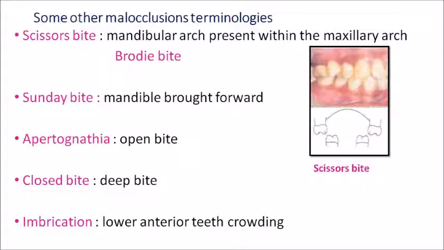It can sometimes be a single tooth, like one mandibular premolar completely within the upper premolars. That is also a unilateral or single case of scissors bite. Or sometimes your entire mandibular arch will be present within the maxillary arch. Then it is called Brodie's bite or telescopic bite.